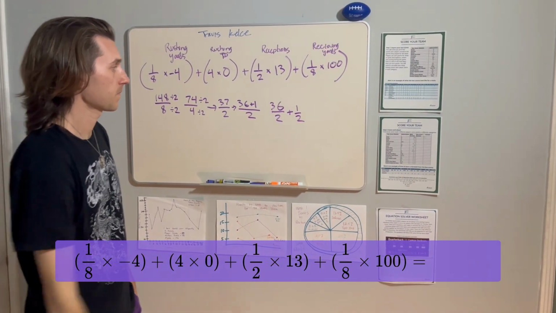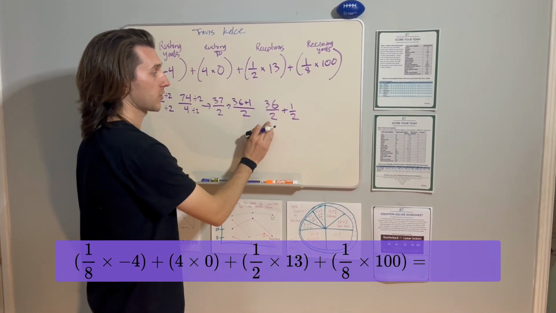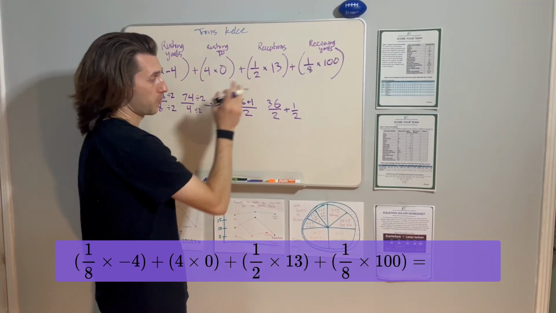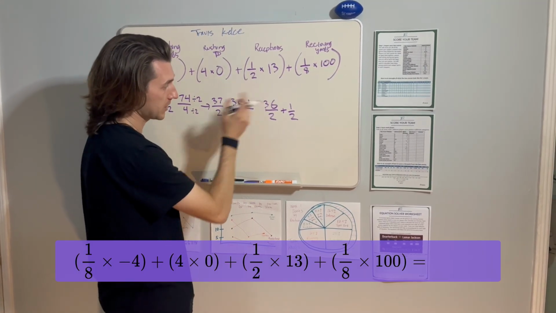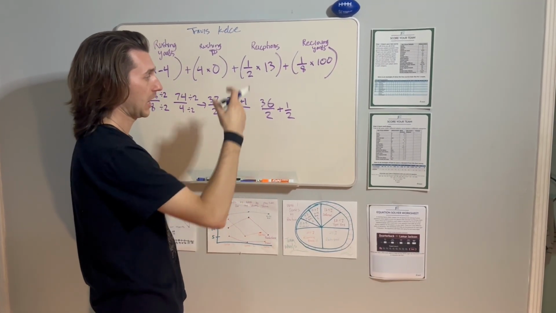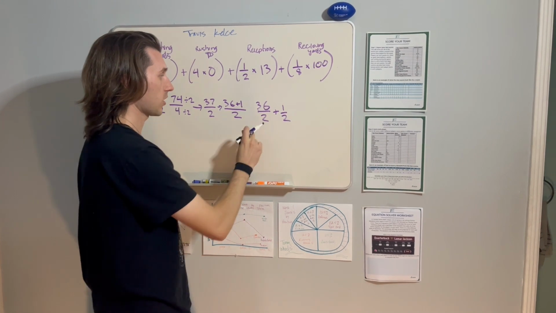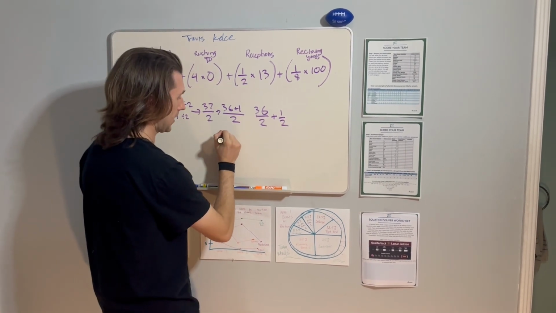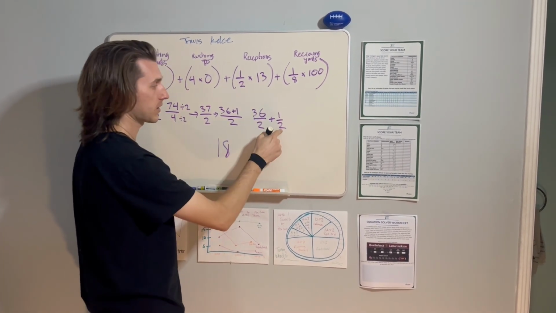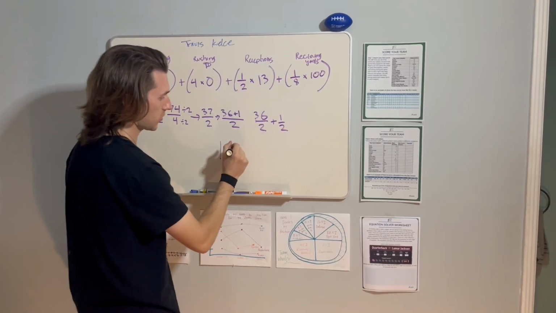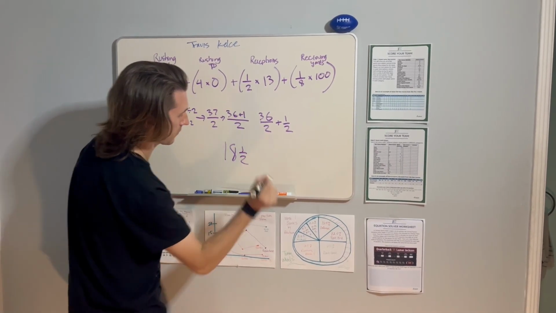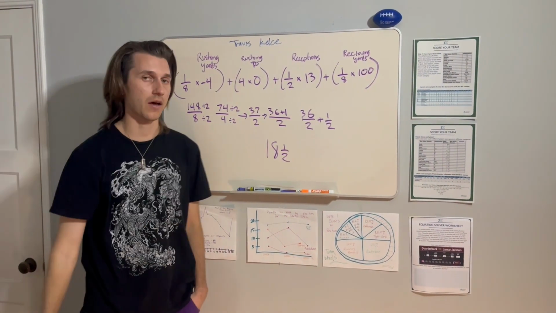Now, 36 over 2 is solvable because the top is even, so it means it's divisible by 2. We're going to go ahead and do that, which will leave us with 18, and we keep our 1 over 2, which is just 1/2. So we end up with 18 and a half as our final answer.